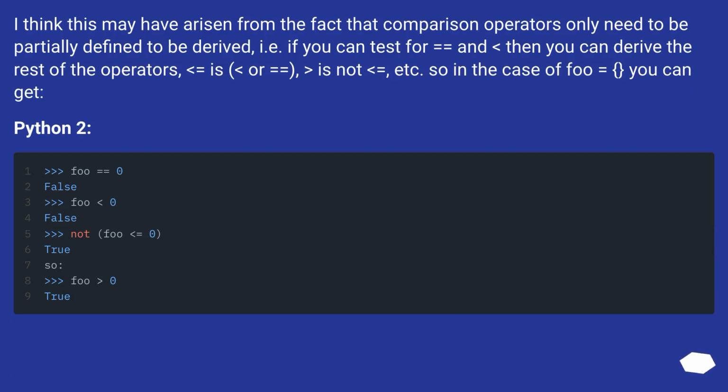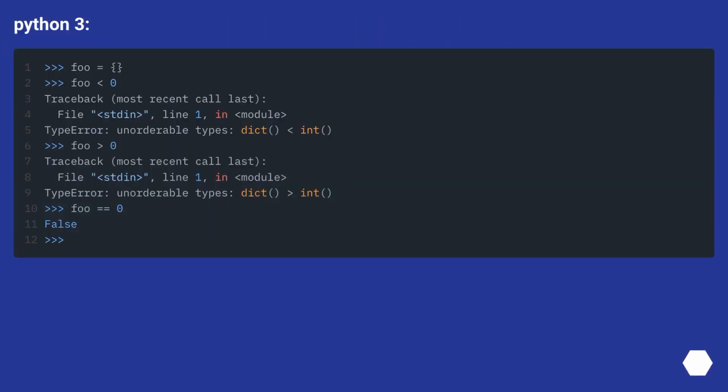I think this may have arisen from the fact that comparison operators only need to be partially defined to be derived, i.e. if you can test for == and <, then you can derive the rest of the operators, <=, >, >=, != and so on. So in the case of foo > 1, you can get this in Python 2. Python 3.